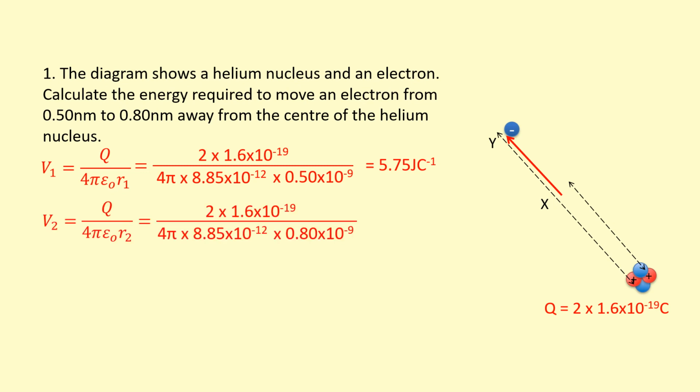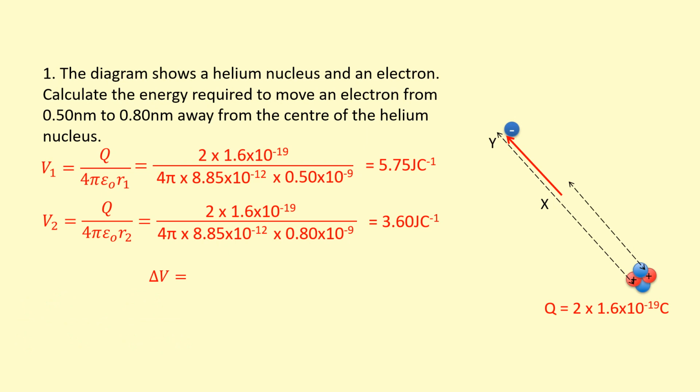Now repeat this whole process again for Y. Now I'm using 0.80 times 10 to the power minus 9. And that gives me an electric potential of 3.60 joules per coulomb. Now this is quite tedious, so if you try to take a shortcut, maybe you can just do 1 over r1 minus 1 over r2, and then multiply by the constants, which is Q over 4 pi epsilon naught in this case. Do not try to find the difference in the distances and then do 1 over that. That won't work. They're not the same thing.